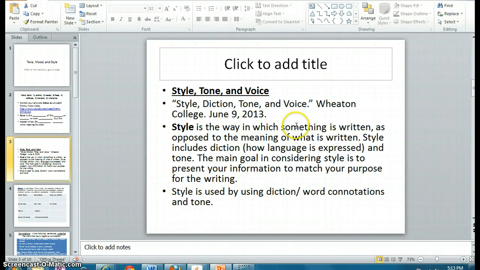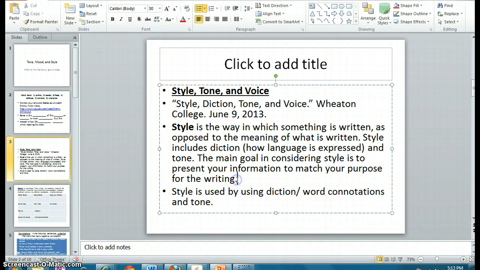Style is the way in which something is written as opposed to the meaning of what is written. So not what are you reading, but how is it written. Style includes diction, that's how language is expressed, and tone. The main goal in considering style is to present your information to match your purpose for the writing. So what words are you using to match the character or the people in the story? Style is created by using diction and or word connotations and tone, and we're going to practice that right now.